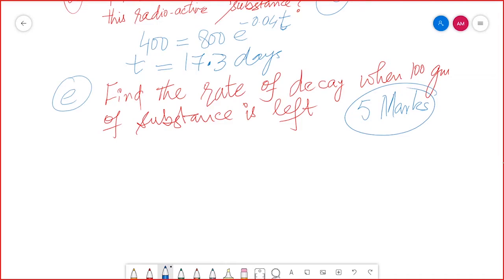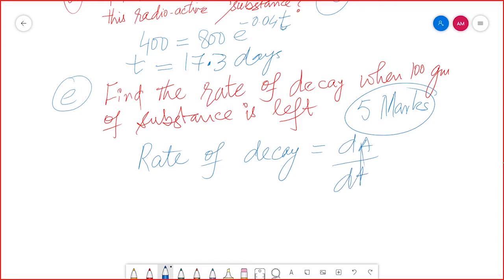What is rate of decay, first of all? Very nice. Rate of decay is actually dA upon dt. And we had the equation A is equal to 800 e raised to the power minus 0.04 t. So can you help me find what is dA upon dt?